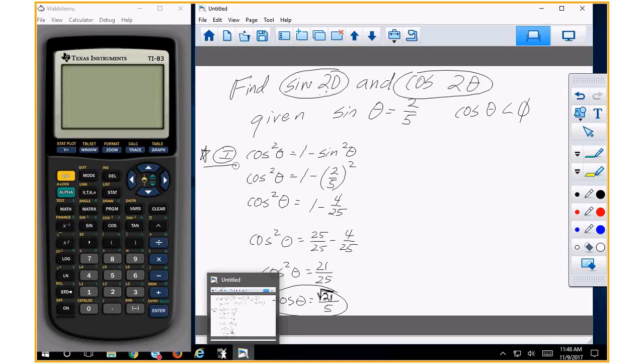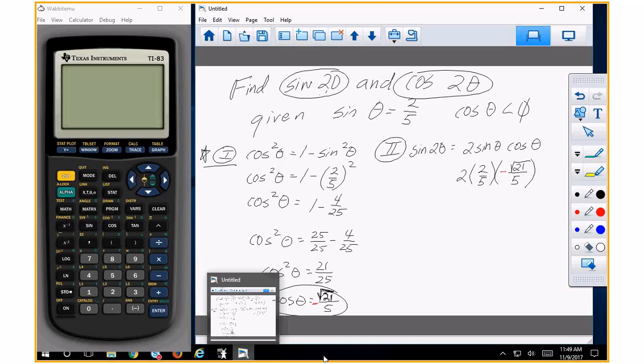So part two. Sine of 2 theta is equal to 2 sine theta cosine theta. So that's going to be 2 times what? 2/5. And there's one thing I forgot. What did I forget to do? Somebody tell me what I forgot to do. Oh, yes, that's right. It's supposed to be negative right there. Thank you.